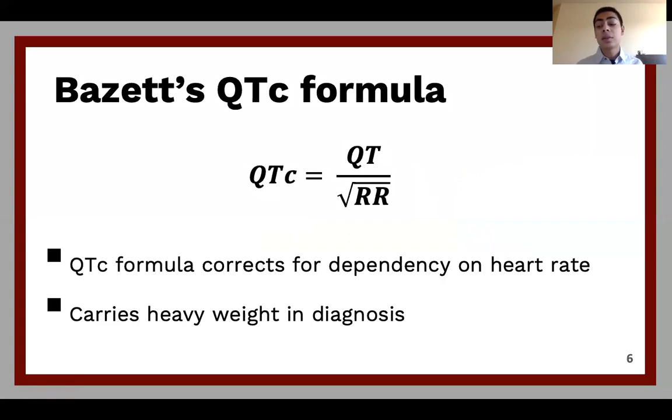It's the QTC equals the QT interval over the square root of the RR interval, where the QT interval and the RR interval are measured in milliseconds. What this formula does is it essentially calculates a standardized QT interval to see what it would be at a standard heart rate, and it'll correct for that dependency on heart rate so the clinician can actually assess if a patient has a longer QT interval than it should be. And because of that, this formula carries heavy weight in diagnosis.